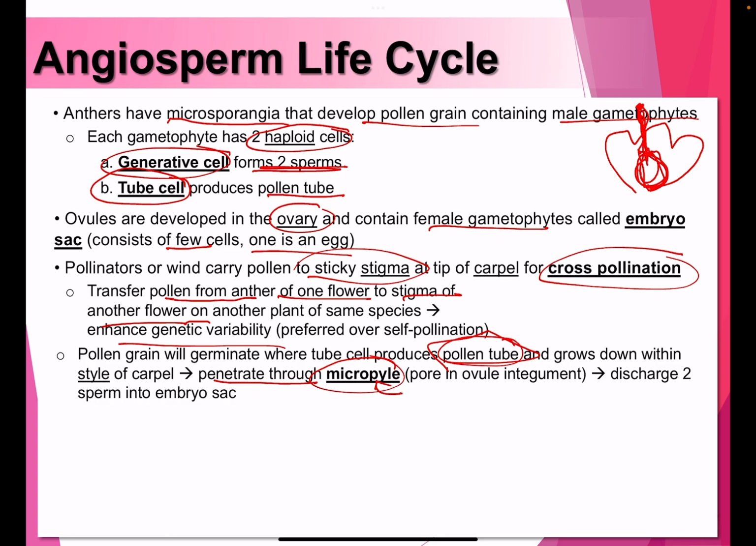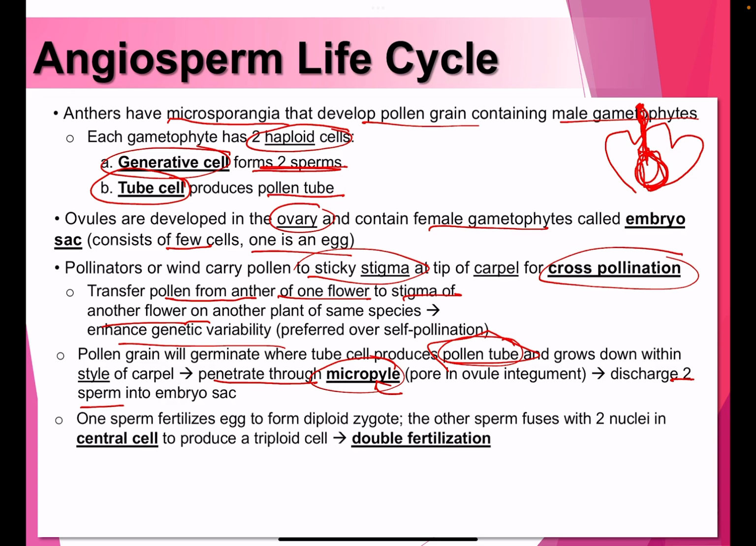And within there, they will discharge two sperm into the embryo sac once the pollen tube has reached the megaspore. So why is there specifically two sperm? Well, one sperm will fertilize the egg to form your diploid zygote, which will eventually become your embryo. The other sperm actually fuses with two nuclei within the central cell, and they will produce what's called the triploid cell. And that is for another purpose. We'll explain a little bit in the next point. But this is what we call the process of double fertilization.